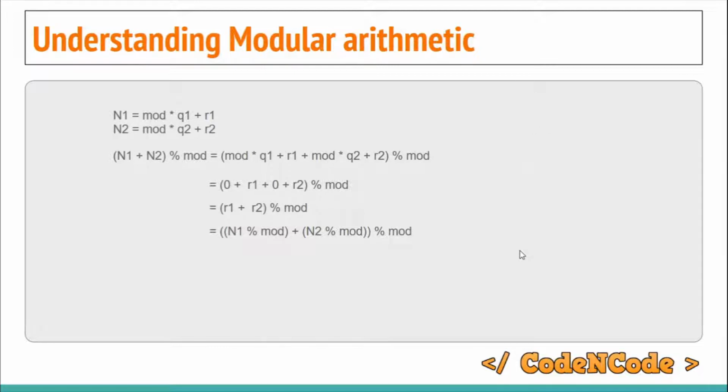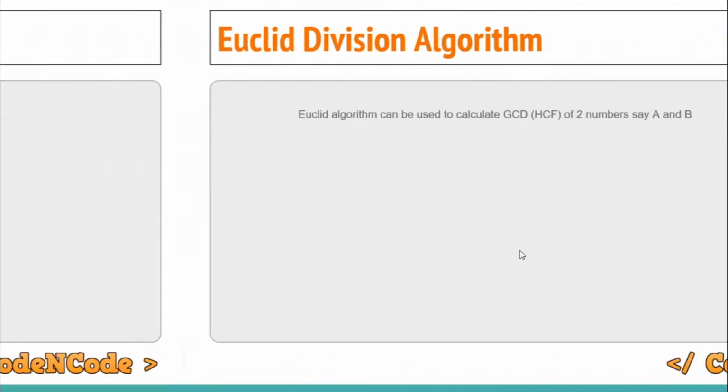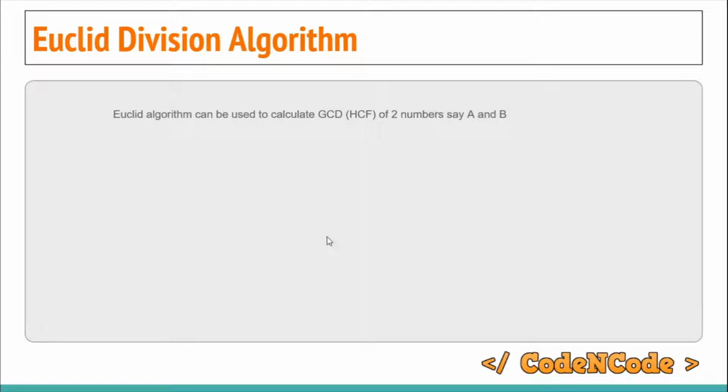So this was a little about modular arithmetic. Let's move on to Euclid division algorithm now. Euclid division algorithm can be used to calculate GCD, or highest common factor, of two integers a and b. The mathematical recursive definition of GCD of a, b is given like this: GCD of a, b is equal to a if b is 0, otherwise GCD of a, b is equal to GCD of b, a mod b, that is, the remainder of a when divided by b.